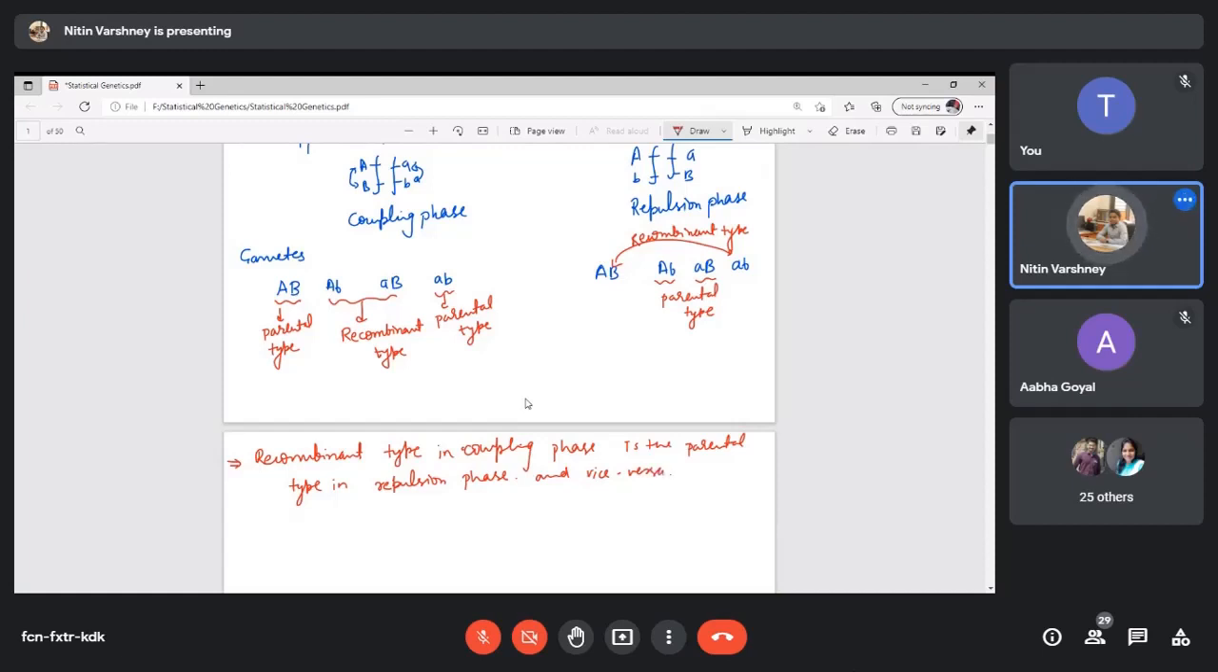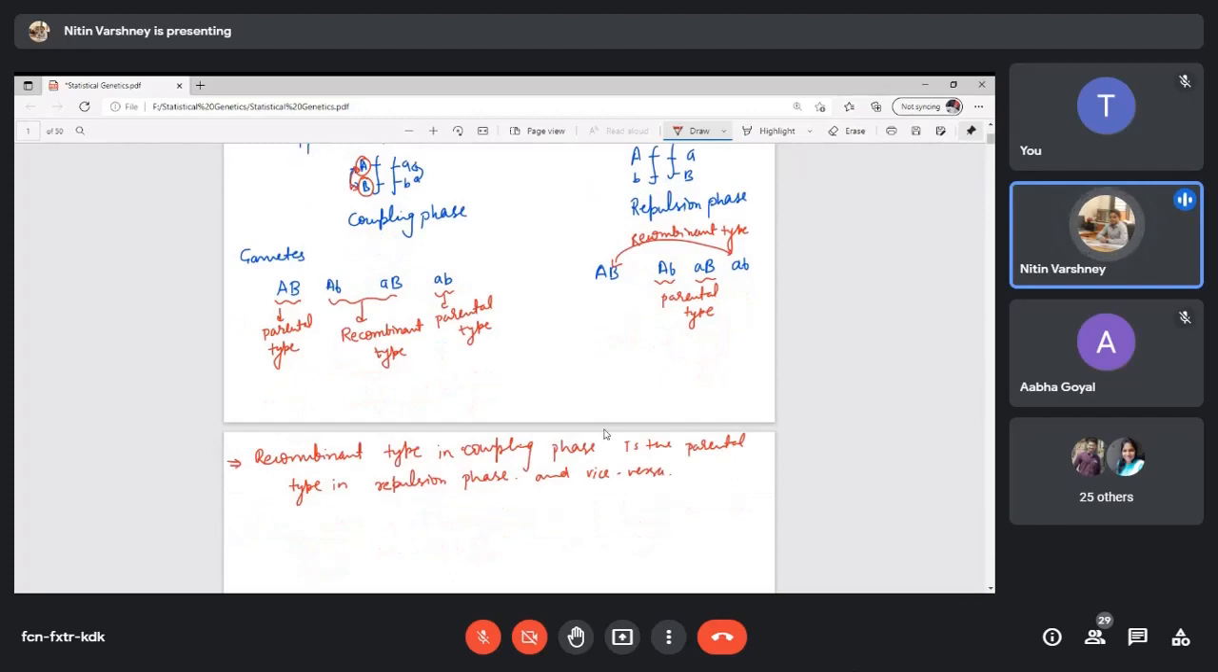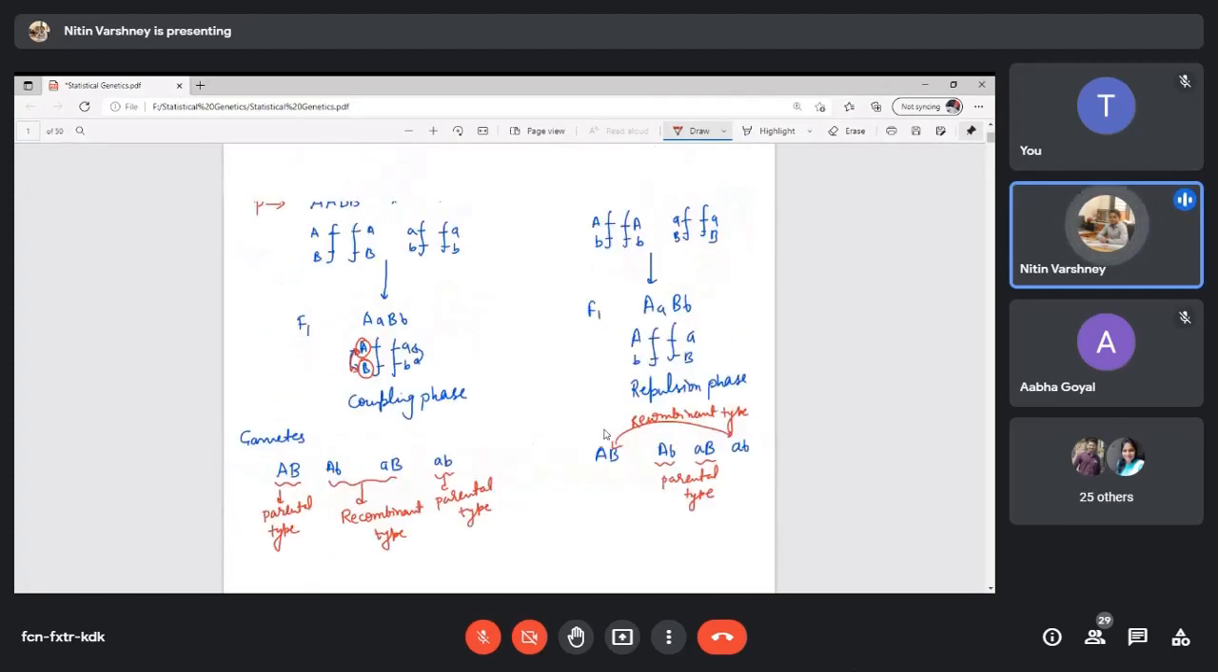Now, coupling phase is when, after cell division, two or more dominant genes remain together. I told you that two dominant genes will remain together, that is the coupling phase. And when, after cell division, recessive genes remain together, then it is known as the repulsion phase. Did you get this? Coupling as well as repulsion. Any doubt in this?